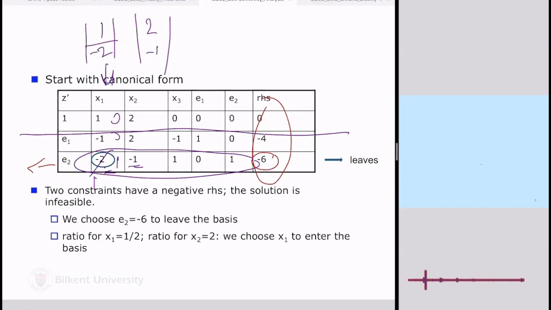Why is row 0 being non-negative? That means dual feasible. That goes to the proof of the strong duality theorem.